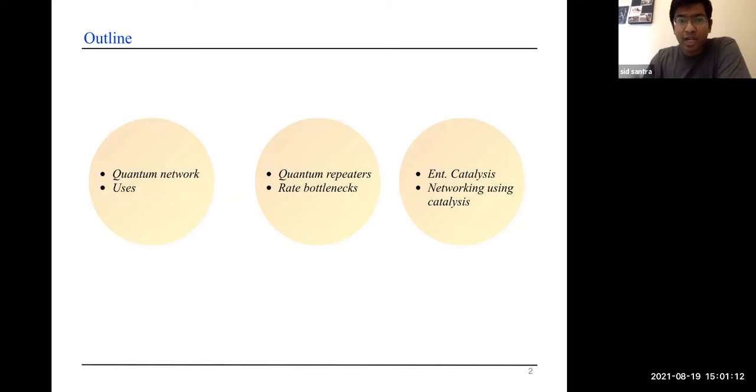So the outline is that I'll describe what a quantum network is and some of the uses they can be put to, and how entanglement is actually distributed in quantum networks, so repeaters, and what are the rate bottlenecks for such repeaters. I'll describe what entanglement catalysis is, which is a particular form of entanglement assistance, short-range entanglement assistance. And then I'll describe how one can use that entanglement transformation for networking.